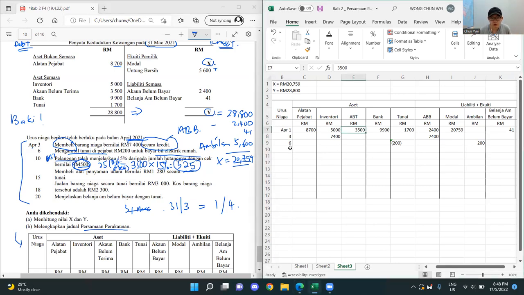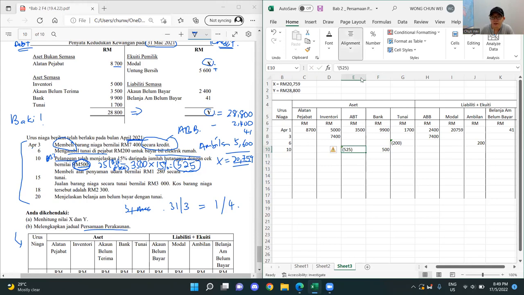So if you want to do it here, firstly, you terima check, alright, dengan check. So you terima check dari pelanggan, maksud your bank bertambah 500 ringgit. And at the same time, your ABT berkurang, the 15% of this 3,500, 525. So you minus because berkurang.